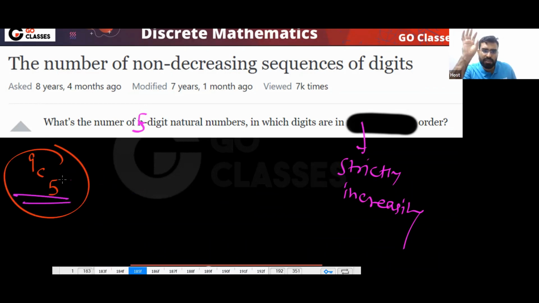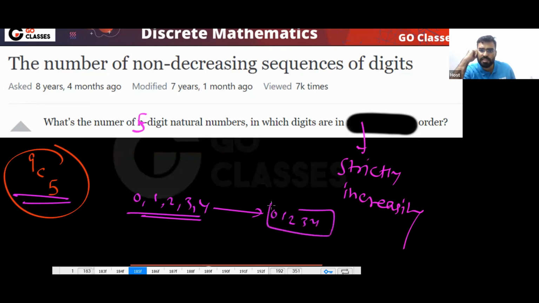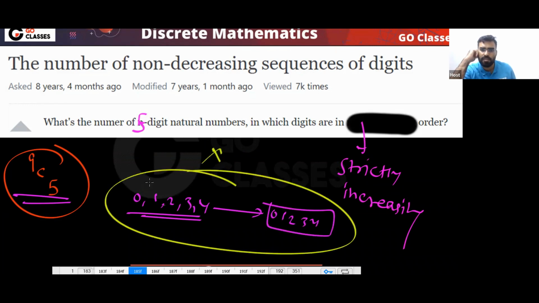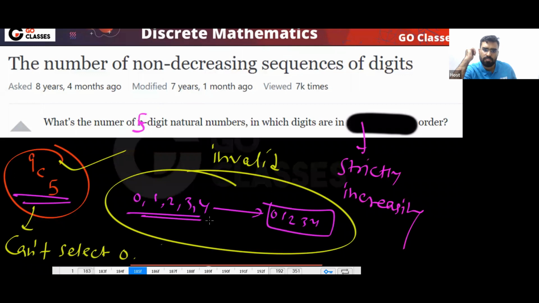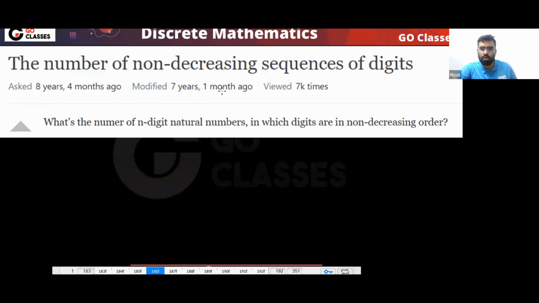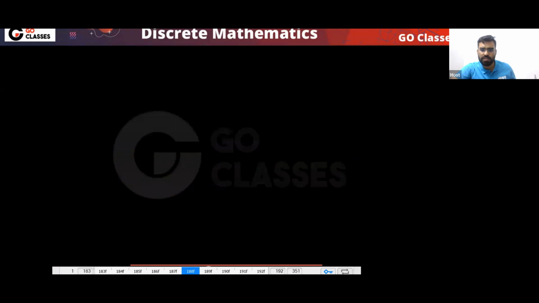Can you select 0? Like you are selecting 5, can you select these numbers? You cannot select these 5 numbers. You cannot even select 0. So 0 cannot be selected. So for this question, the answer will be 9C5. Can't select 0. All the variations we have seen. I hope all these are clear.